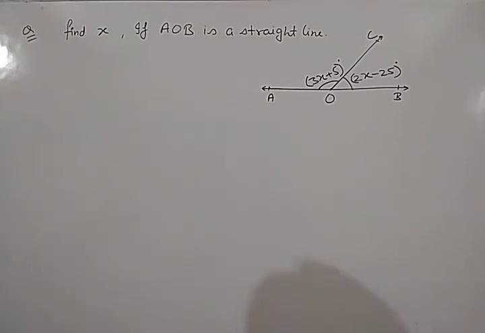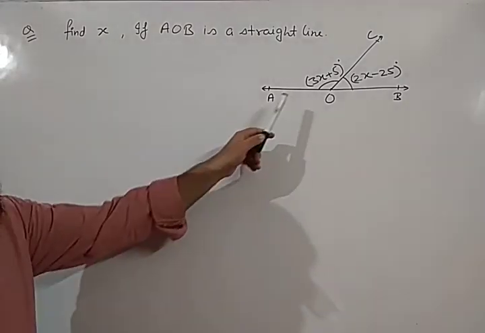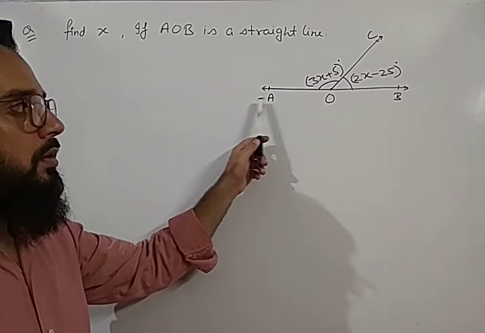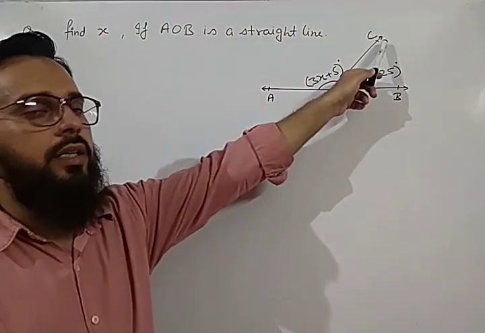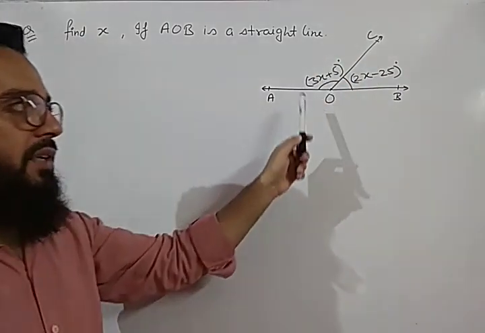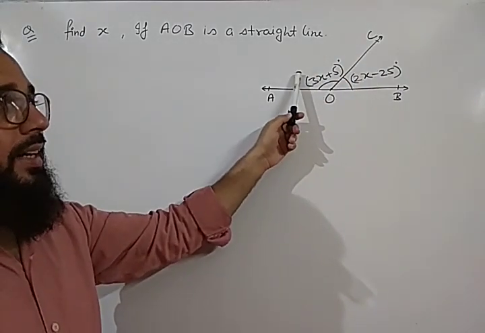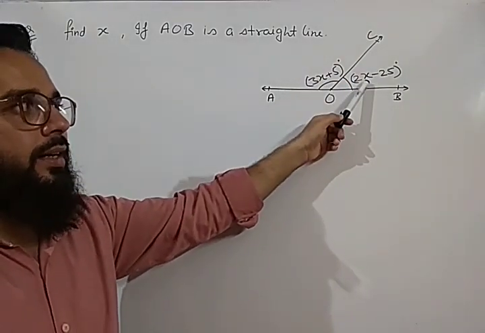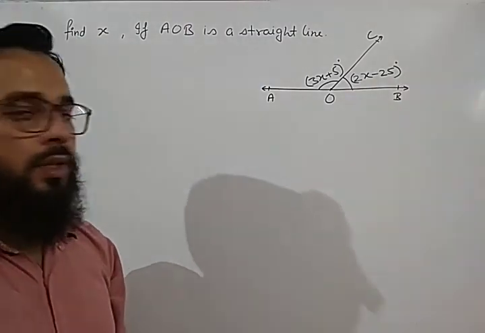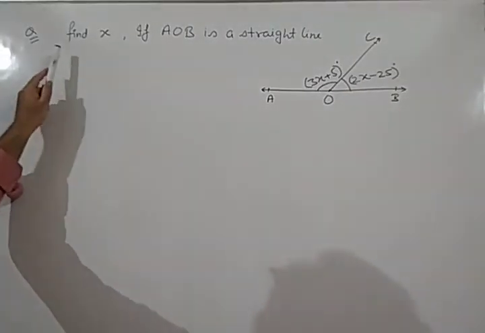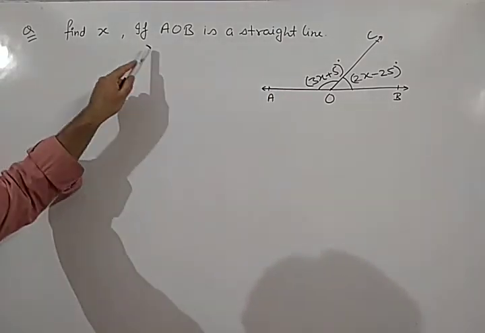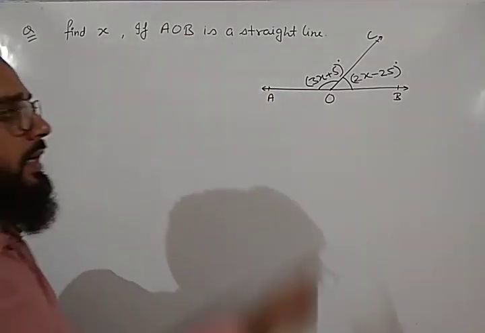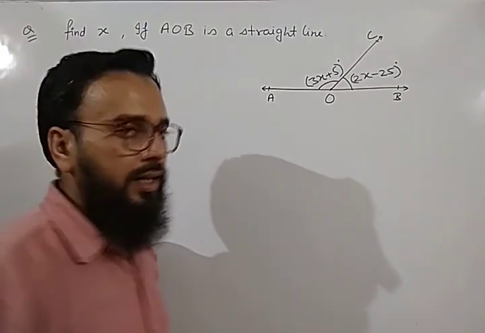Now let us solve a question. We are given this figure. AB is a line, from O another ray is drawn, OC, and we are given the values of the angles. This angle is 3x plus 5 and this angle is 2x minus 25. Okay, what do we have to find? We have to find x, the value of x if AOB is a straight line. We are given that AOB is a straight line.